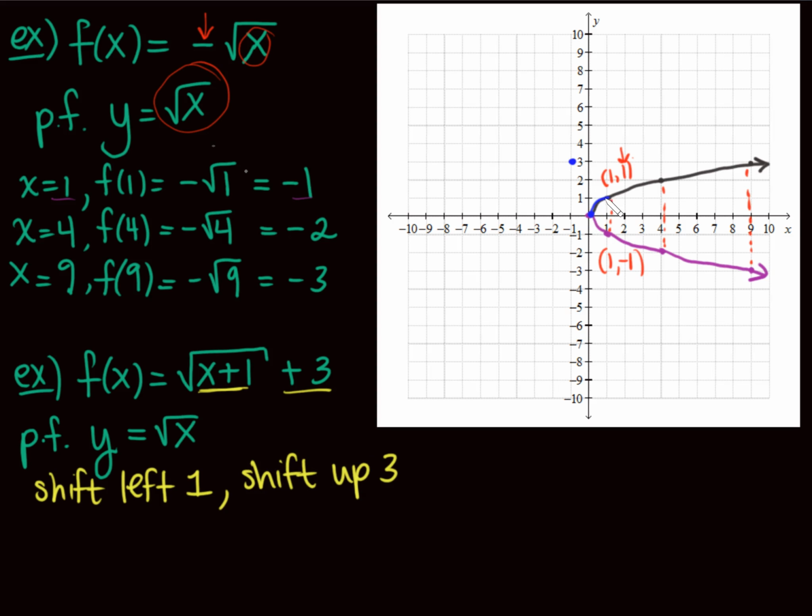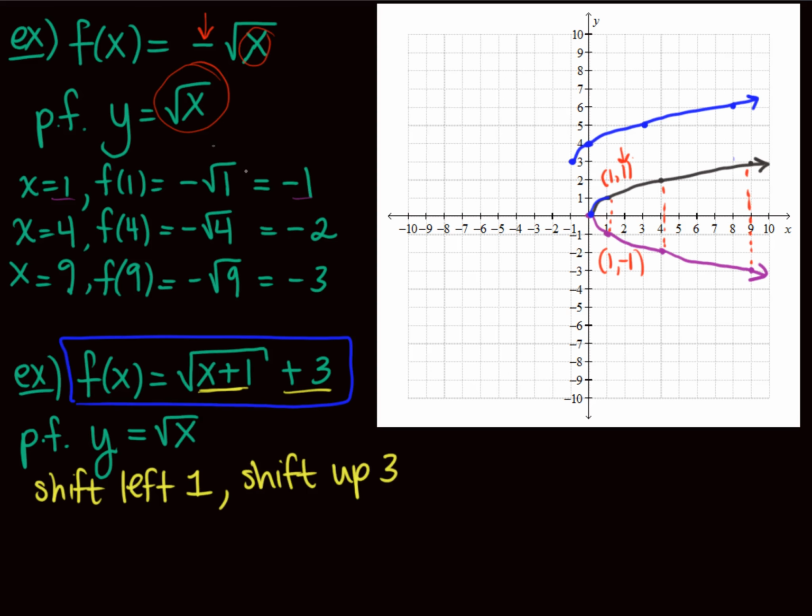Let's look at this point right here. Again, left 1 and up 3. This point 4, 2, left 1 and up 3, so I'd be up at 5. And then finally this point, which is 9, 3, is going to go left 1 and up 3, which will be up at 6. So this blue line is that shifted graph. You can see all of these points shifted to the left 1 and up 3. So we can do multiple translations in one example if we need to.